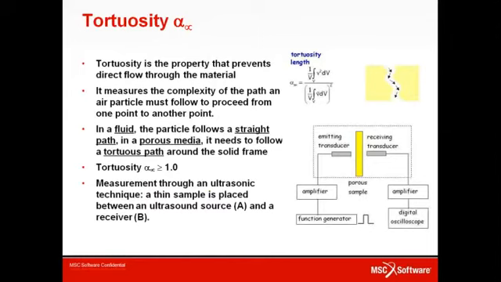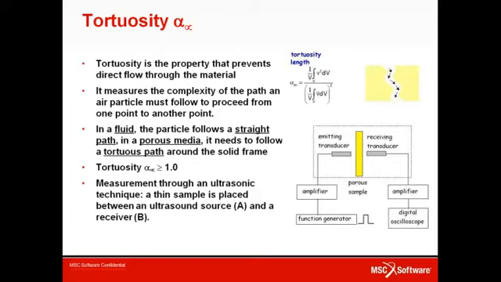We then have the tortuosity. The tortuosity coefficient measures the complexity of the path an air particle must follow to proceed from one point to another point. In a fluid, the particle follows a straight path, while in a porous medium, it needs to follow a tortuous path around a solid frame. And as such, the tortuosity is always greater than 1.